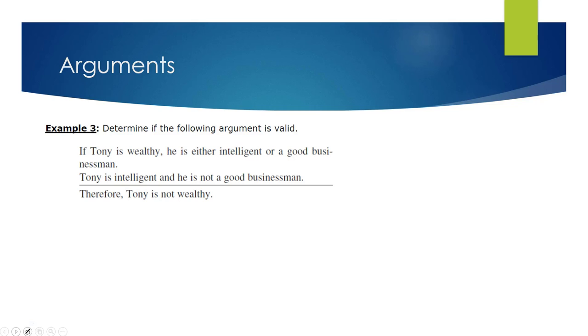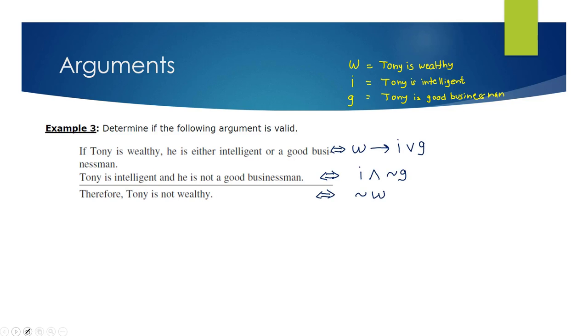So we're going to work under the premise of this. We're going to let W be the case that Tony is wealthy, I be the case that Tony is intelligent, and G be the case that he's a good businessman. If I translate these into statements, the first one is: if W, then I or G. The second premise is I and not G. And the conclusion is going to be stated as not W.